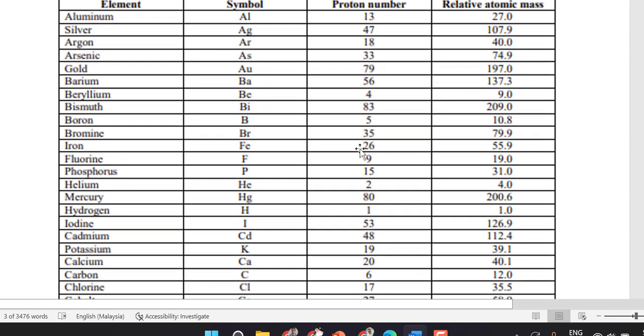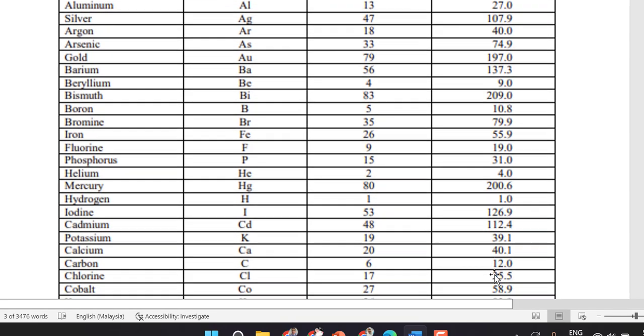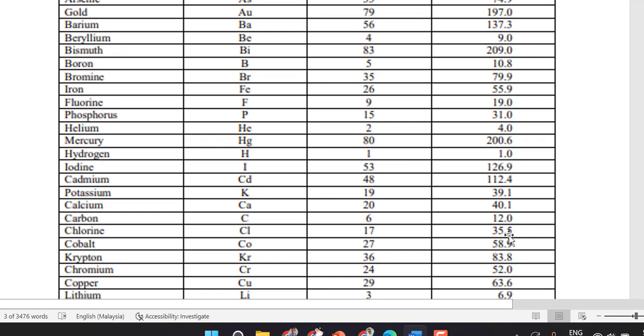So kalau kita tengok chlorine, okay, chlorine, so nilai dia adalah 35.5. Average dan juga relative atomic mass benda yang sama. Beza dia adalah average atomic mass has unit AMU, relative atomic mass has no unit. That's all.